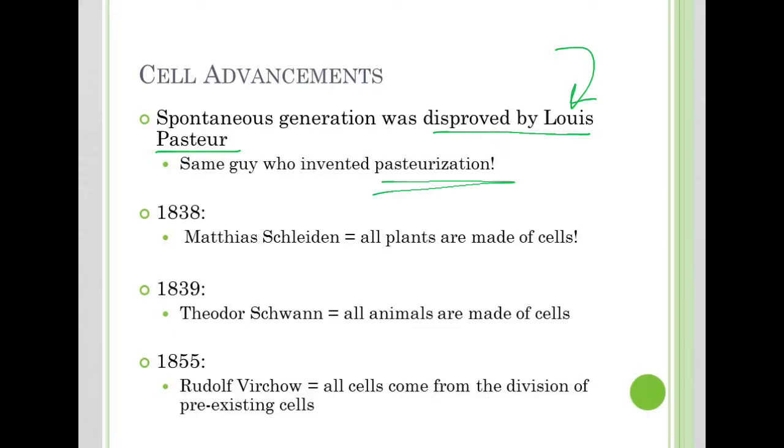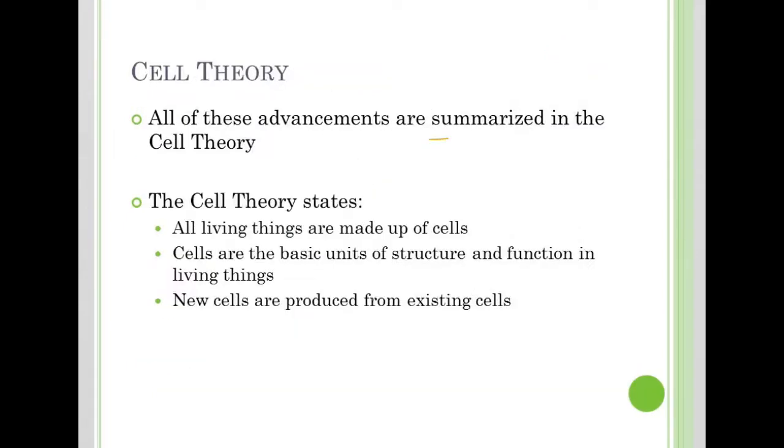In 1838, somebody named Matthias Schleiden, don't know how to pronounce his name, sorry, said that all plants were made of cells. In 1939, Theodor Schwann said all animals were made of cells. And in 1855, Rudolf Virchow said that all cells come from the division of pre-existing cells. And so all of these things together are summarized in what we now call the cell theory.